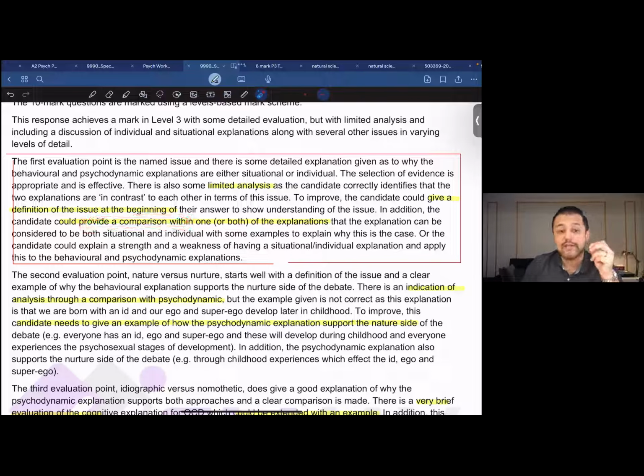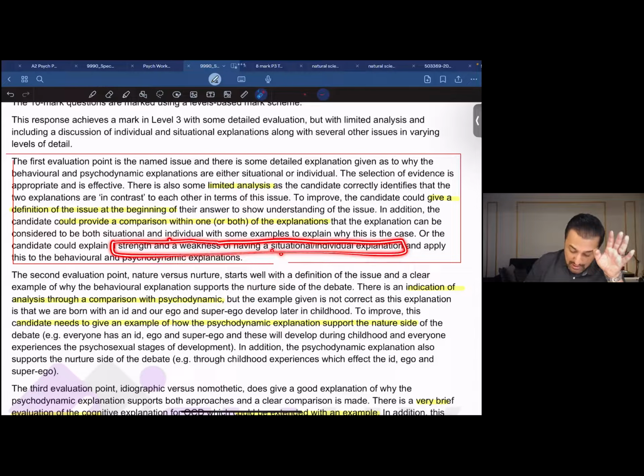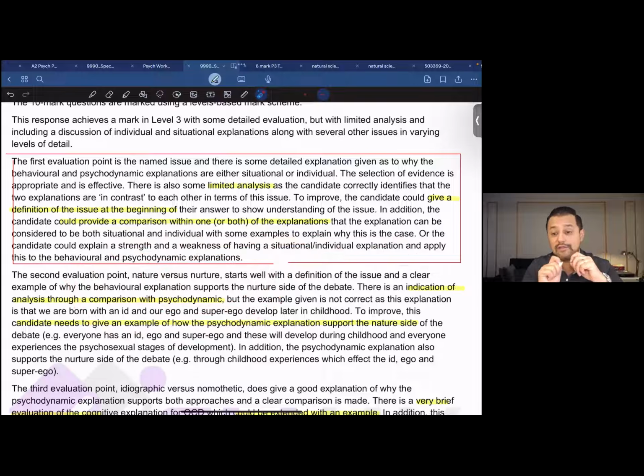Now, taking this ahead, the candidate could explain a strength and a weakness of having a situational or individual explanation and apply this to the behavioral and psychodynamic explanation. So generic strengths and weaknesses of having individual or situational explanations could be brought in. However, you'd be expected to link it to either the behavioral or the psychodynamic explanations, either one of them or both of them, ideally.